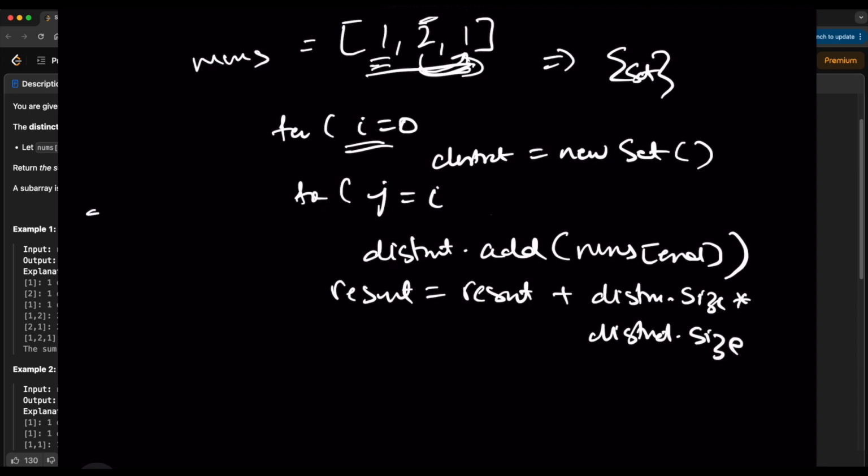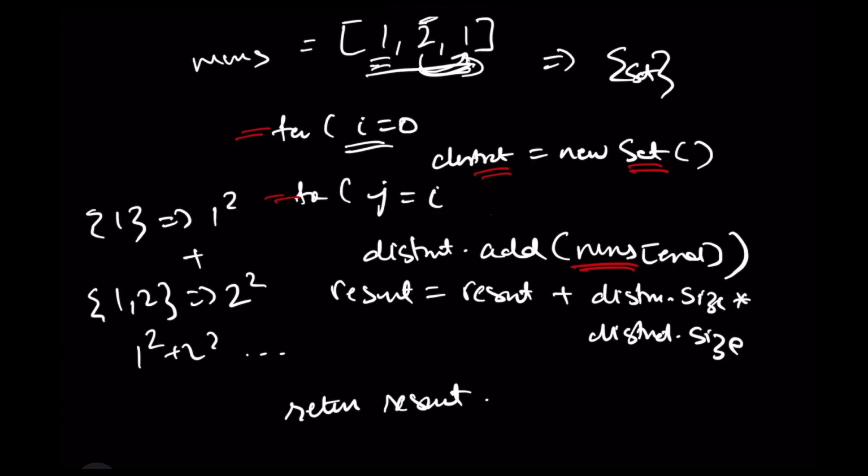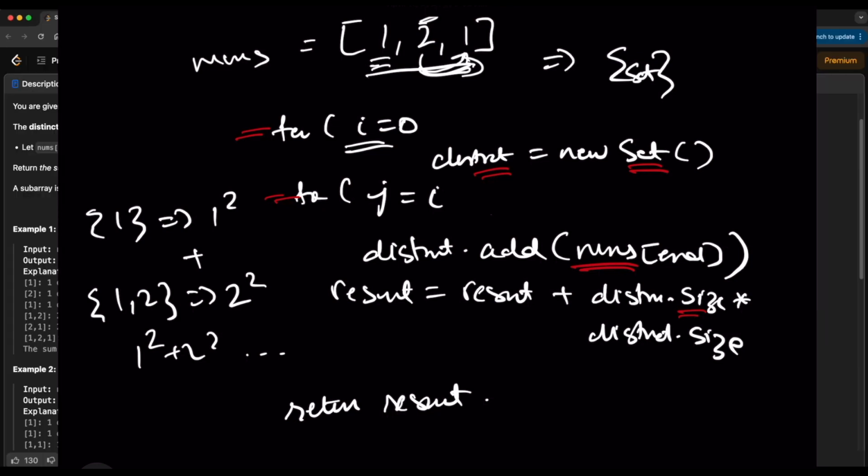So in the case of [1], we will have just one distinct value, and we need to square it and add it. Then let's say we have [1, 2], it has 2 distinct values, right? We will square it, so it will be 1 squared plus 2 squared, and it will go on that way. And at the end, we will just return our result. To summarize this algorithm, we created two loops, i and j. We created a distinct set which is currently empty, and as we loop through, we add the nums values. At the end, we find the size of that set and multiply it by itself because we need to find the square of that number. And in the end, we will get our result.